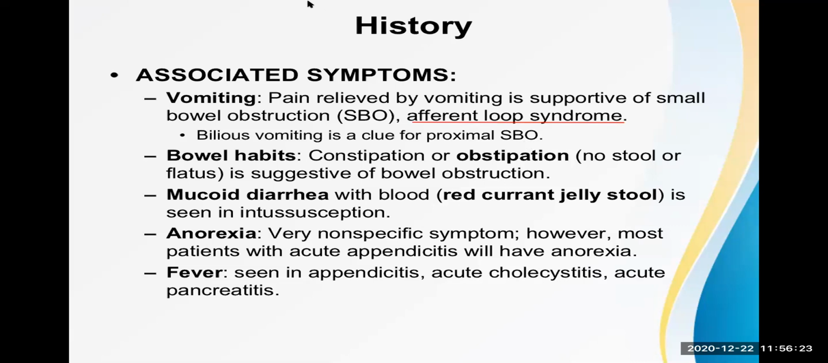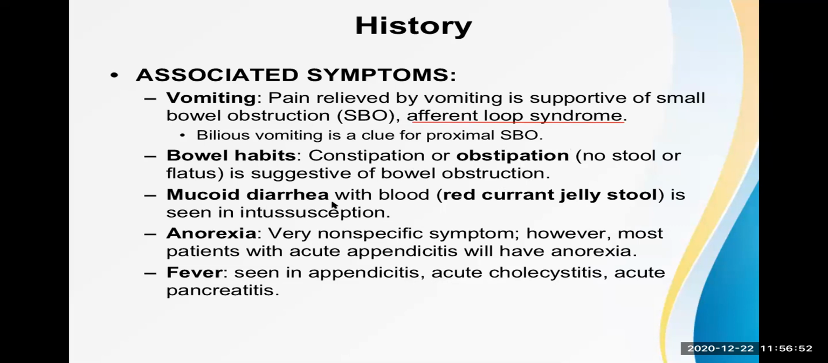Now, regarding the bowel habit, we need to ask whether constipation or obstipation is there or not. Obstipation means no stool or flatus is passed from the rectum or anal canal. It's called the absolute type of constipation. Not even the gas is passed. That is called obstipation or absolute constipation. Now, it is suggestive of bowel obstruction, there's no doubt about it.